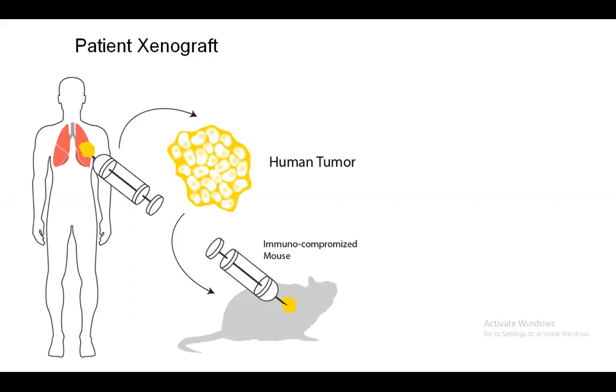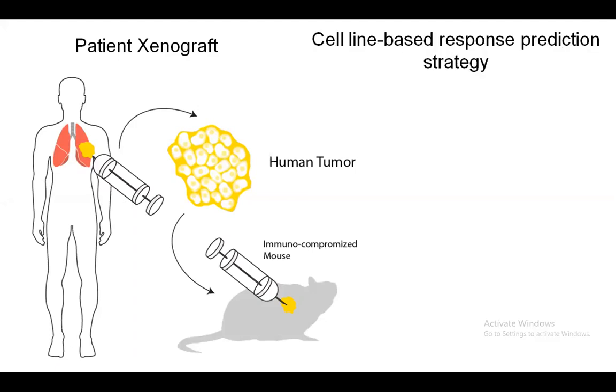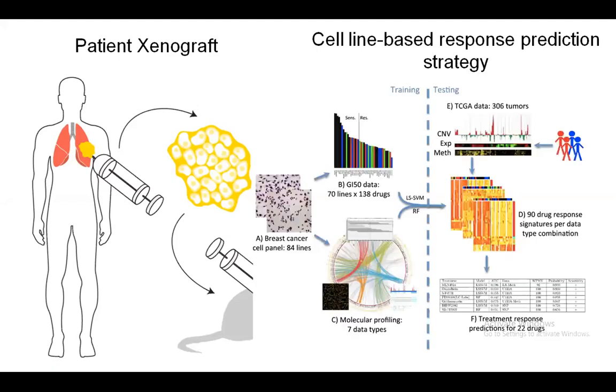Another study involves breast cancer cell lines, where nearly 80 cell lines are treated with 138 drugs. The response to these drugs is measured on various types of omics data. For training purposes, the authors used the cell line data, and for validation or testing, the authors used TCGA, that is, the cancer genome samples. During this program, we will use datasets from these well-established studies.